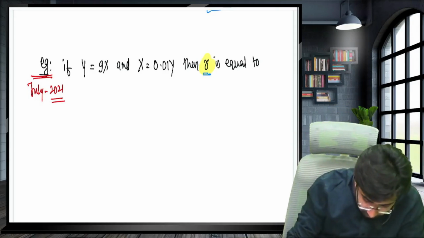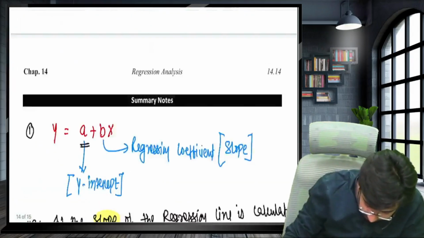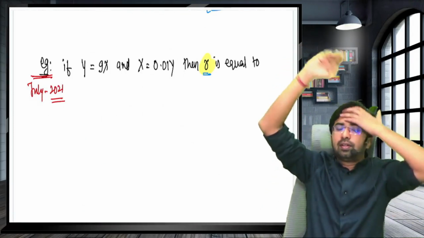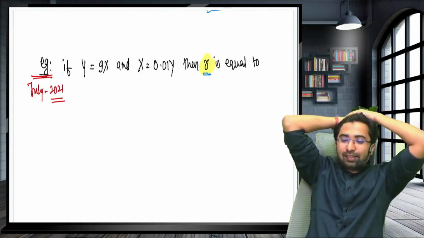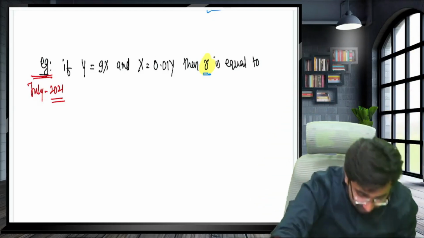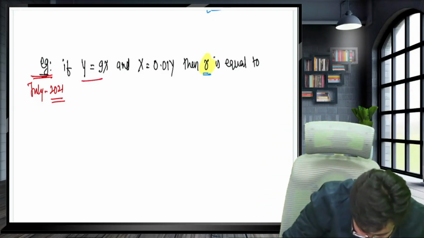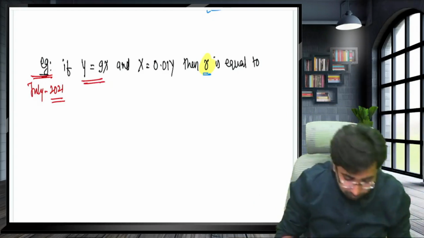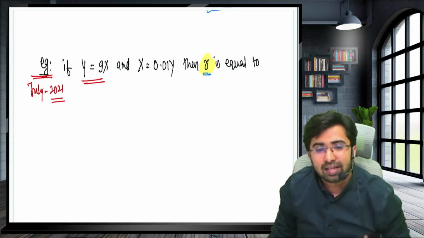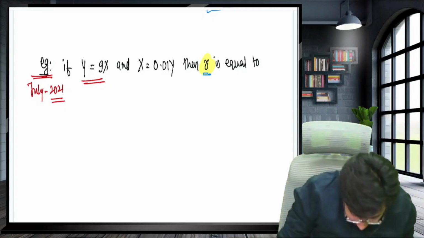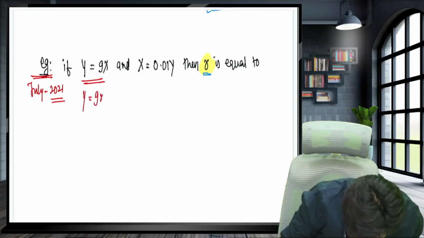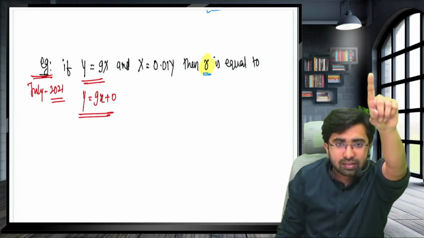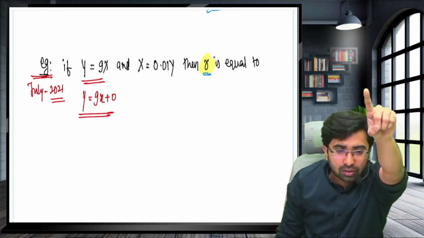Good. I'm impressed. Guys, how? See, sir, this is y on x. Y on x is y equal to a plus bx. Where is a? A is 0. Guys, a is 0. Yes, guys, 9x plus 0. Can you see y equal to a plus bx format or not?